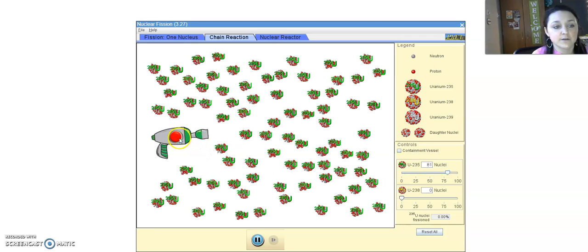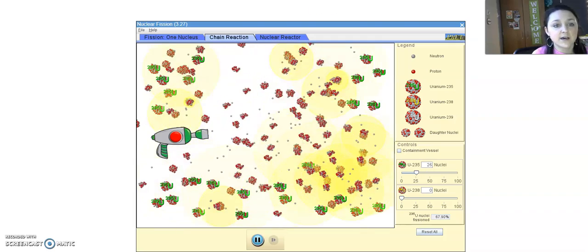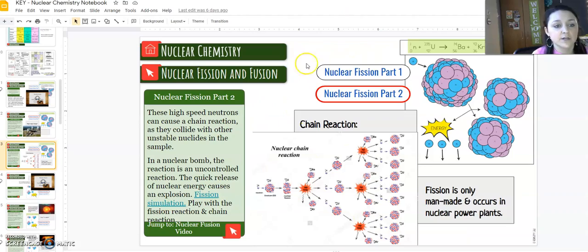So let's put a bunch in here. So you can see the neutrons start other chain reactions. So this is how it looks, and all this energy is being harnessed for us.